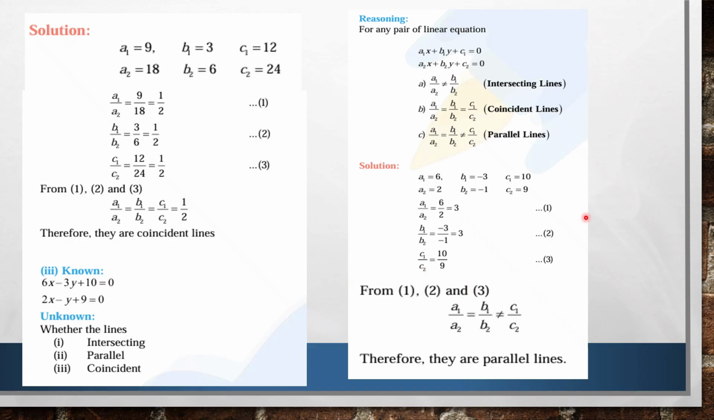Here I can say by equations 1, 2 and 3, a1 by a2 is equal to b1 by b2, but it is not equal to c1 by c2. So therefore, they are parallel lines. So I hope it is clear to you.